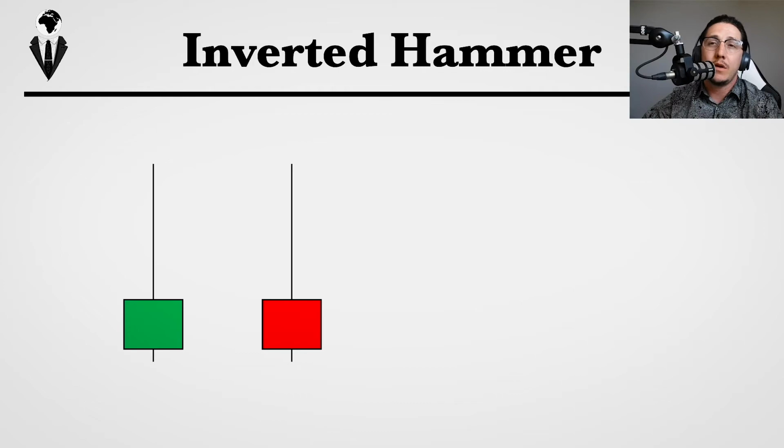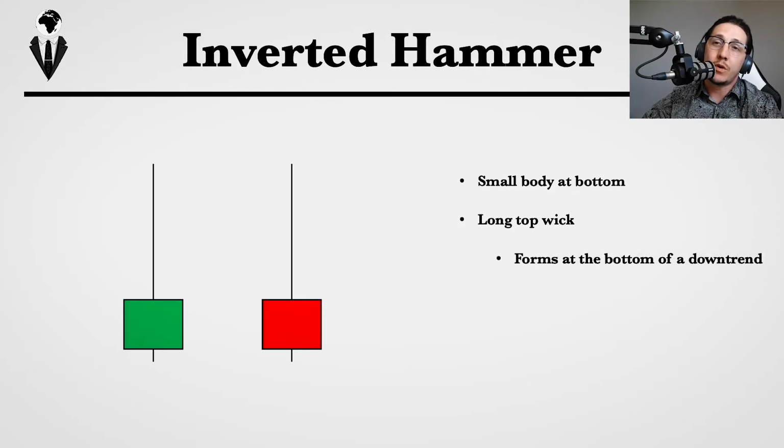So again, we're going to have a small body at the bottom, a long wick on top, exact same formation as the shooting star candle, with one slight variation, which is that this one forms at the bottom of a downtrend instead of the uptrend. So you're going to see price moving down for a little while.